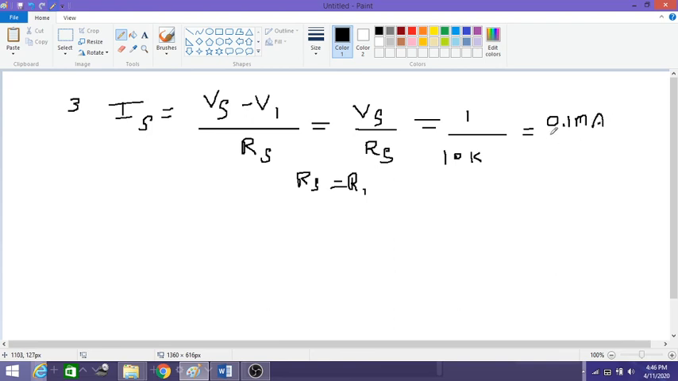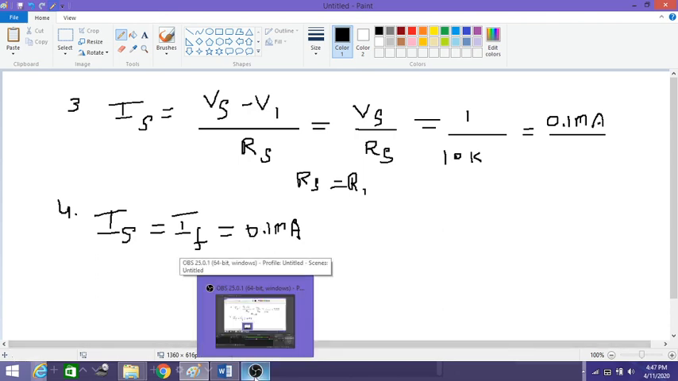I request you to cross check the calculations. I do not have the calculator right now, so I hope the values I'm writing here are correct, or you can cross check them. The fourth one asked is the feedback current. We know from the analysis that IS is equal to IF, so the feedback current is also 0.1 milliamperes. I hope we have found all the values given in the question.